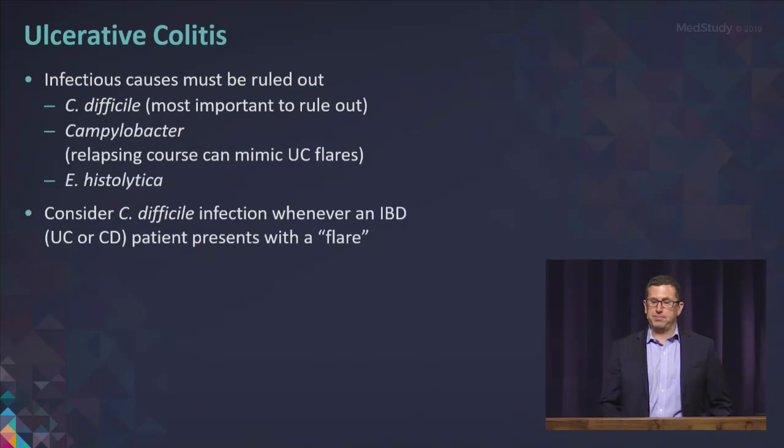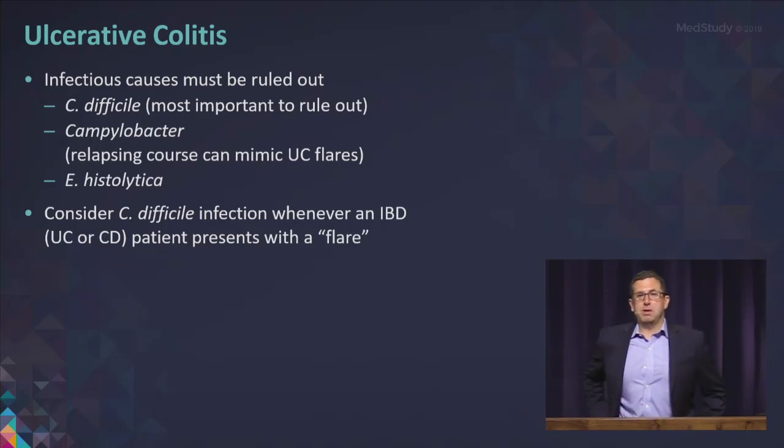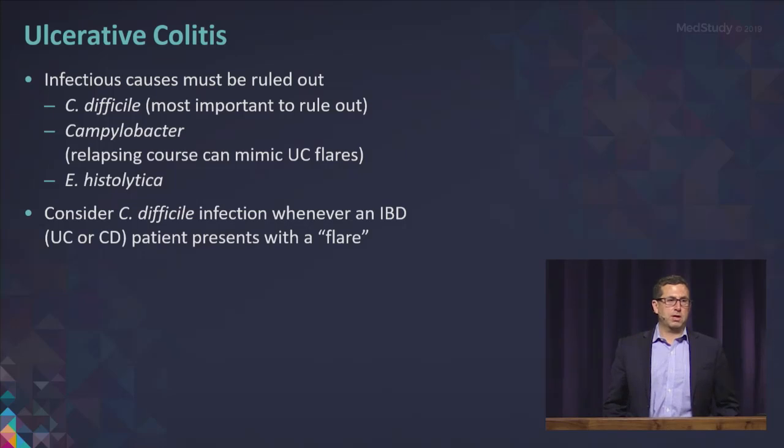Just like Crohn's disease, it's always important to rule out infectious causes. So C. diff, critical to rule this out. Campylobacter could actually mimic ulcerative colitis because you could get relapsing Campylobacter over time, over weeks to months, and it could actually resemble ulcerative colitis. Entamoeba histolytica would be another organism that can mimic ulcerative colitis. And again, consider C. diff infection whenever an IBD patient presents with a flare, because if you miss it, it could lead to way worse outcomes.